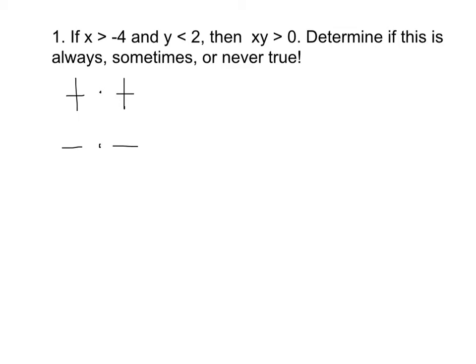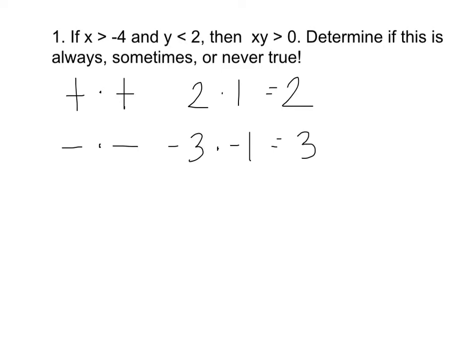So let's think of some numbers that are bigger than -4 that are positive. So let's go 2. A number that's smaller than 2 that's positive times 1 equals 2. So that's bigger than 0, so that one works. Let's think of some numbers that might be negative. X is greater than -4, so let's just try -3, because that's bigger than -4, but it's negative. Y is less than 2, so let's do -1, and that's +3, so again, that works.